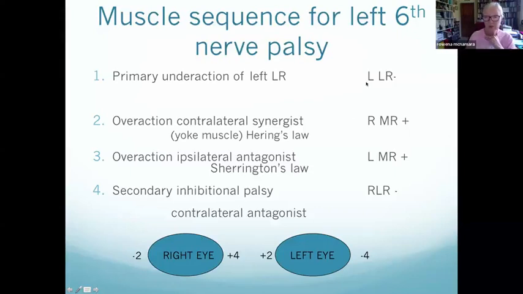So this is a sequence, and it's due to the muscle laws of Herring's and Sherrington's, and it happens in this pattern, number 1 and 2 immediately, 3 maybe after a few weeks or months, and 4 again a bit later on. Nothing rigid about how many months. It can vary depending on the patient, comorbidities, whether they've had the condition before.